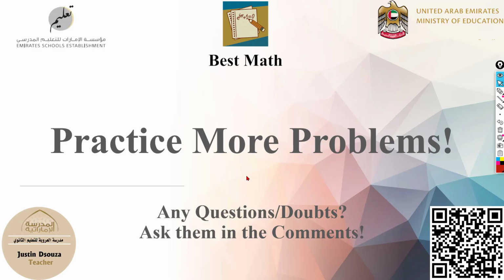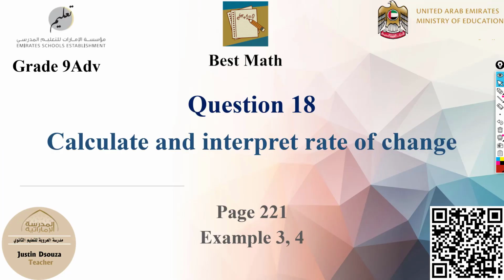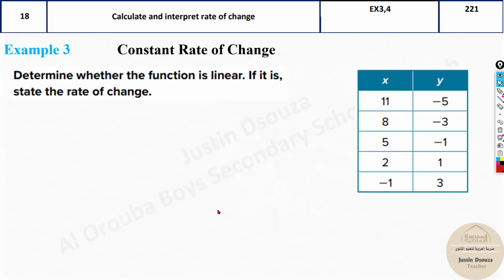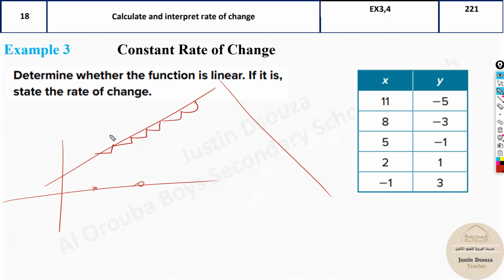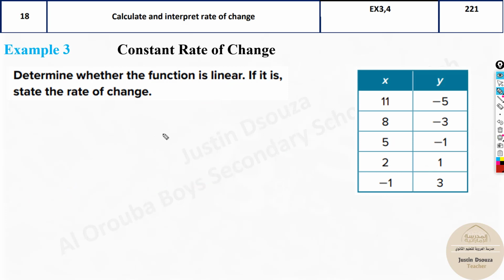Just basic details. The 18th question is about calculating and interpreting rate of change. Here, we have been asked to find whether this is a linear function or not. You have been given a table of values. So what is a linear function? A linear function is something like this or like this, where the slope is the same between any 2 points. If you take any 2 points, any x values, the slope over here and over here must be the same. Why? Because y equals mx plus b. The slope does not change every now and then. Now, if the slope is the same for all the points, then that's it.